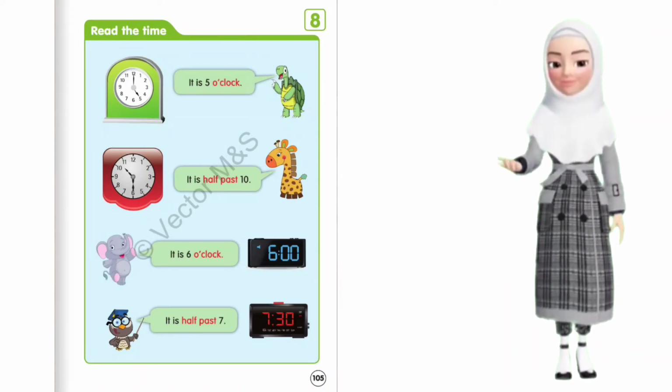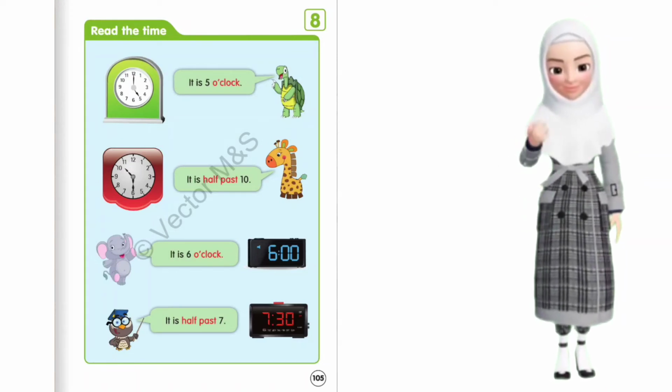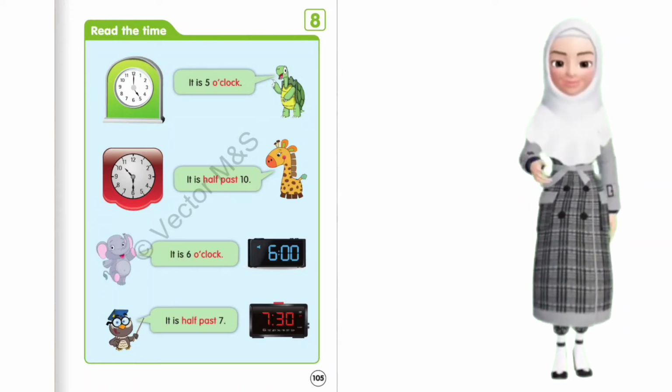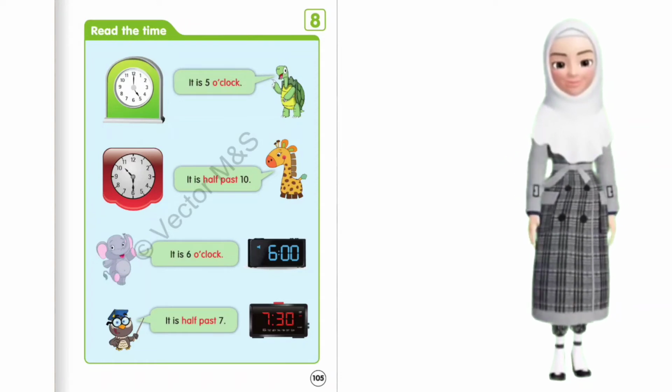Let's continue with the picture number 3. It is 6 o'clock. The last number is 7:30.